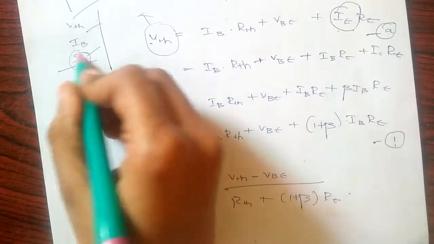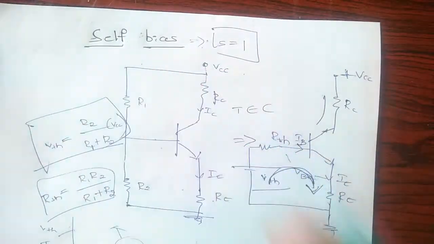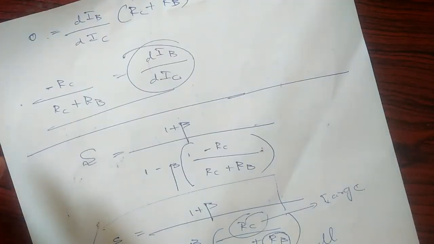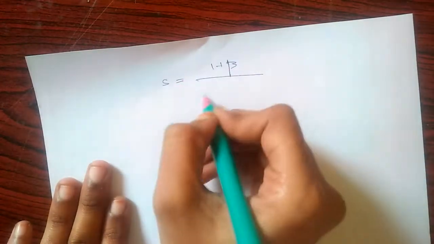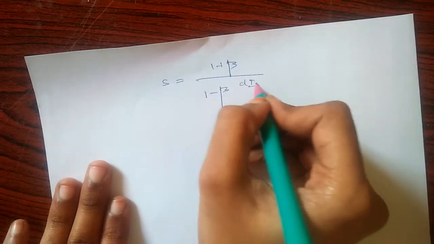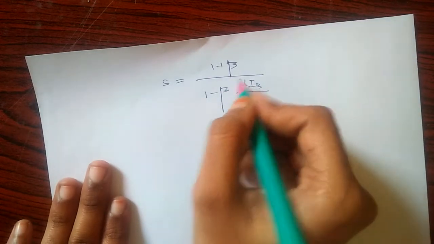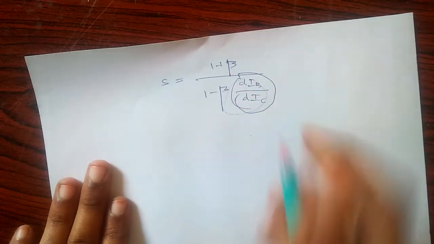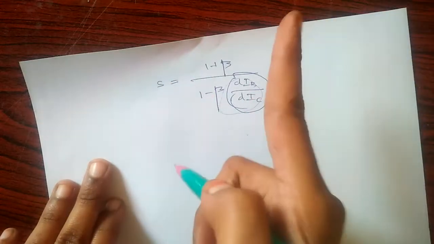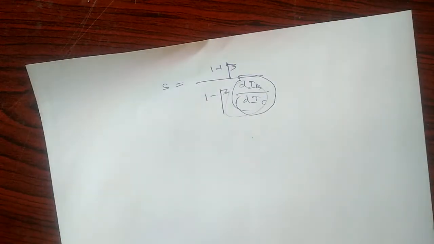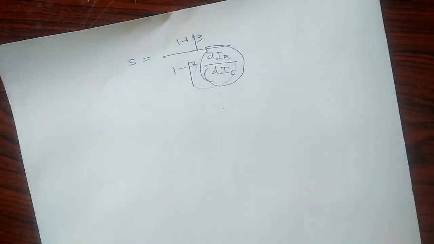Now it's time to find the stability factor, which is equal to 1 in the self bias. So normally we know what the stability factor is: S is equal to (1 plus beta) by (1 minus beta dIB by dIC). Now we have to find dIB by dIC in the self bias, and substitute here and find S is equal to 1 in the self bias. Okay, fine. Here let me take you to the equation A.